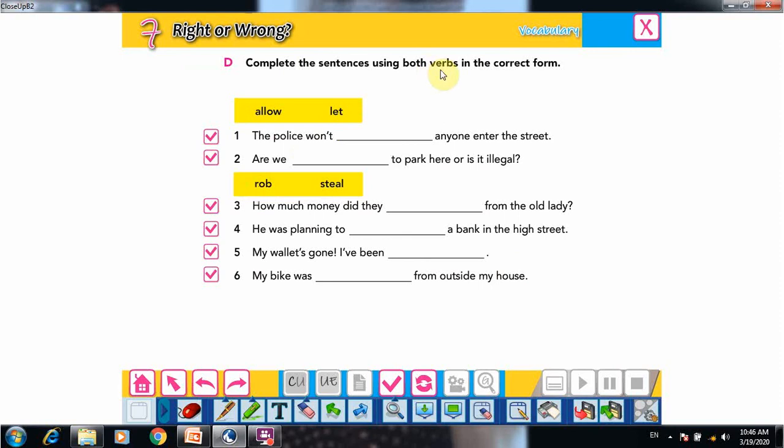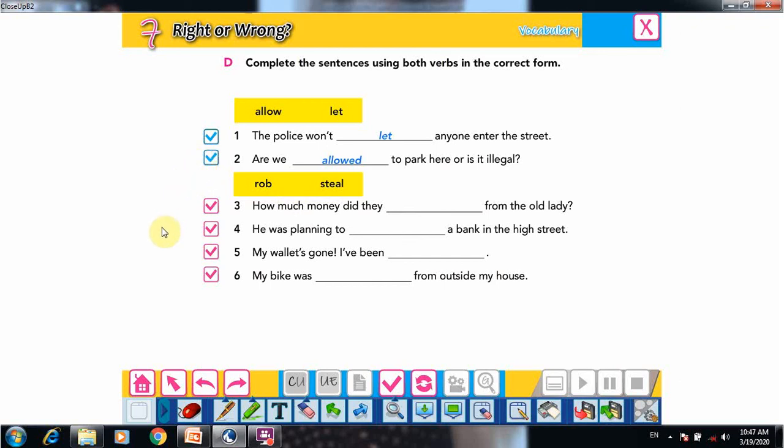Complete the sentence using both verbs in the correct form. Do you remember allow and let? We already took it in the OL. Okay, so if you remember, the police won't anyone enter the street. Which one is followed by object, then verb infinitive? And by the way, we took it also in the gerund and infinitives. Okay, and which one is followed by to infinitive? So the police won't, excellent, let anyone enter the street. Are we allowed to park here, or is it illegal?